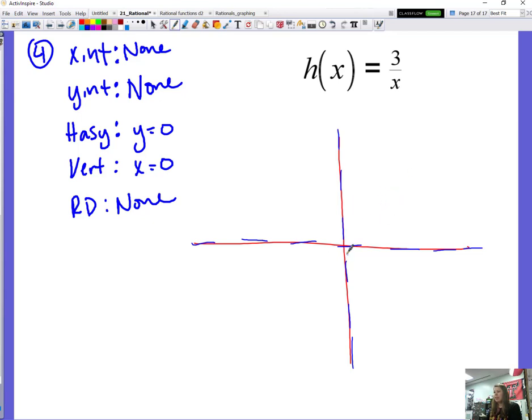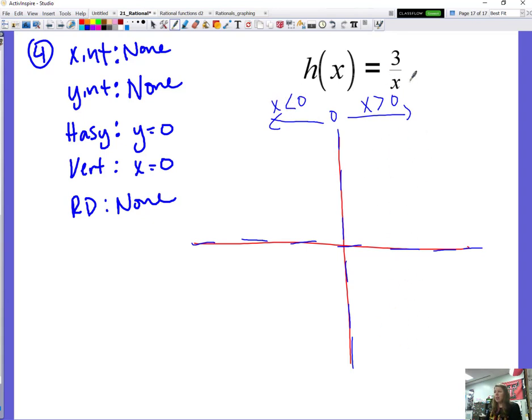So what we need to figure out is, when x is less than 0, what's happening? Is it a positive number, so it's going to be in this section, or is it going to be a negative number in this section? And then when x is greater than 0, is it going to be in this section, or in this section?